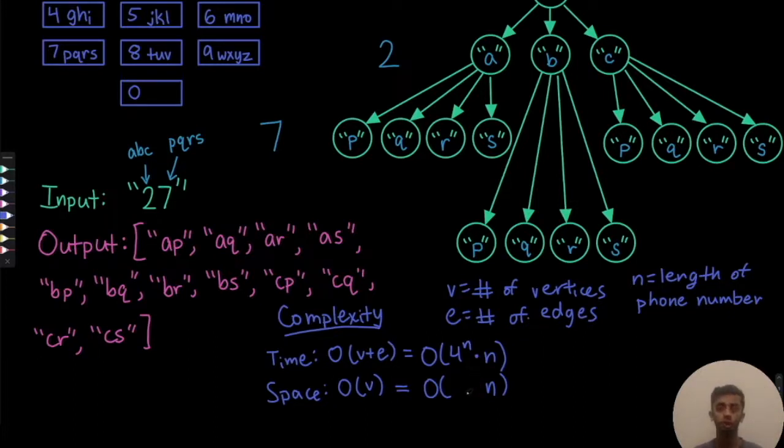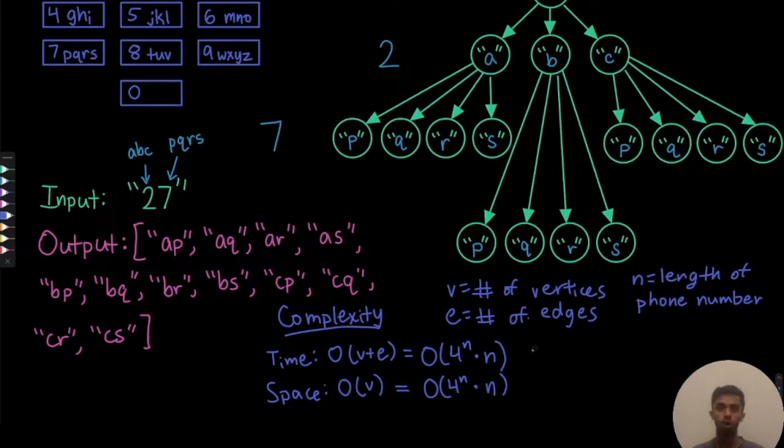We also want to think about the size of our output. For the same reason we discussed before, the size of our output is going to be 4 to the n. Because the size of our output here is 3 times 4. But you can imagine in the worst case scenario, we have all 7s and 9s. It's just going to be 4 times 4 times 4 times 4 for however many characters we have.